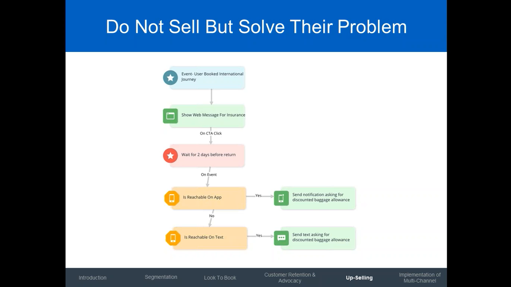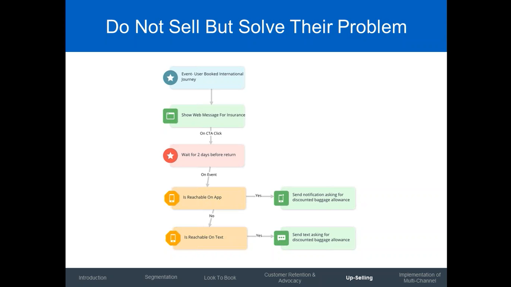So it's need-based. You just need to identify what could be the possible need of that customer. In this case, the assumption is that on the return, they could be shopping and would require extra baggage, and there's an opportunity. So identify such a need and reach out to them at the right moment.